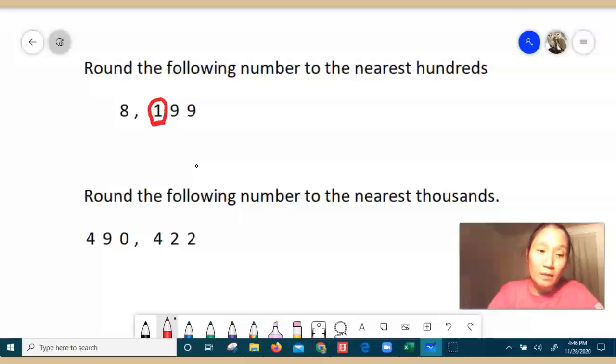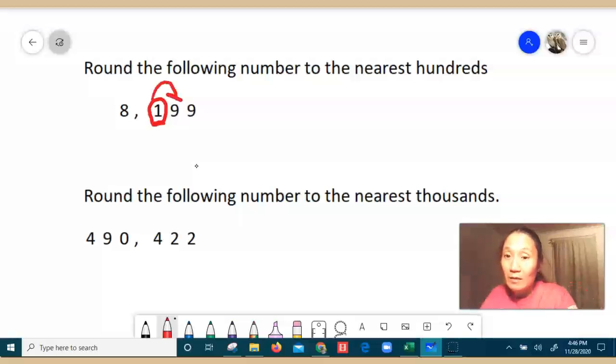Okay? So please take out your whiteboard marker, write down the number 8,199, please. Pause the video while you do that. Okay, so now that you've written it down, and you've circled the digit that's in the hundreds, you need to look to the number on the right-hand side and decide, this 9 needs to help the 1. And is that 9 strong or weak?